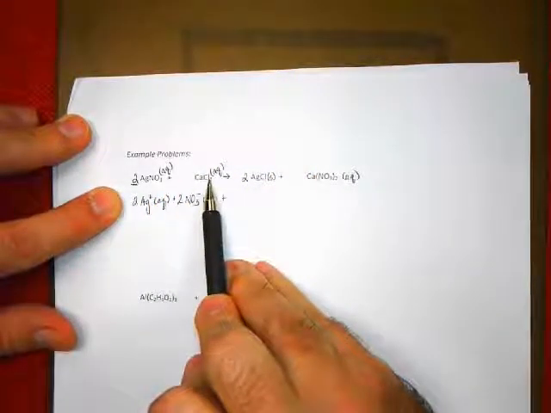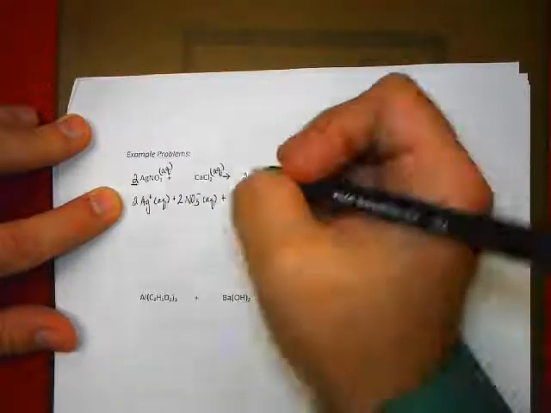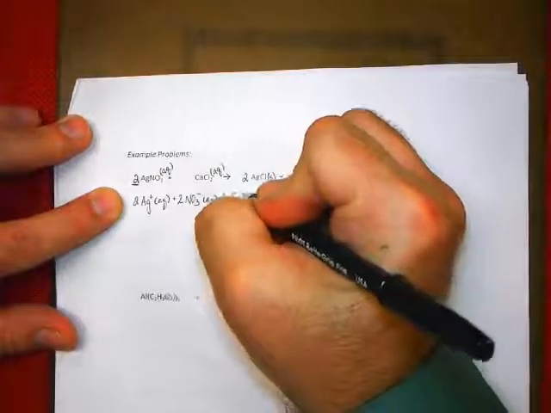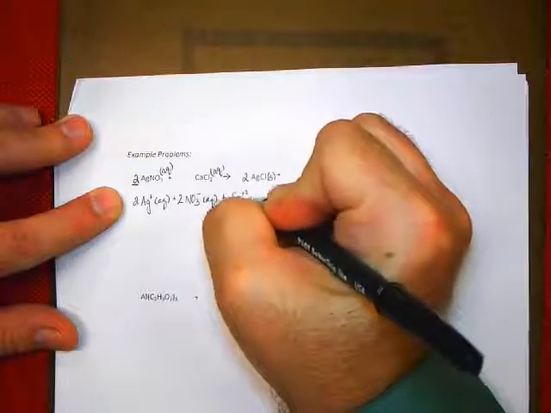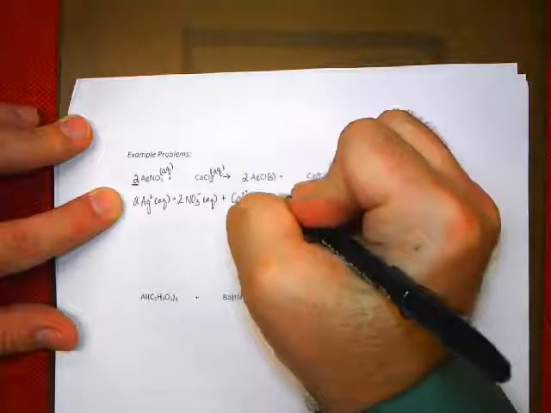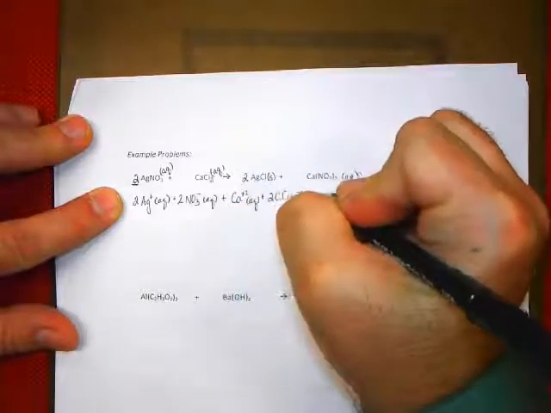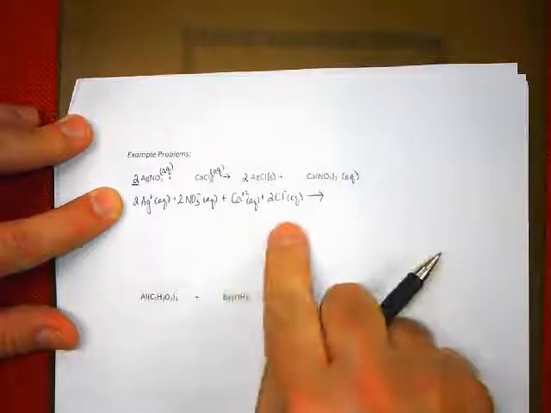The calcium chloride does not have a coefficient in front, so it just breaks up into its respective ions. So we know calcium is plus 2 (aq), and we have a subscript of 2 on the chlorine, so we have 2 chloride ions. Then we draw our arrow. We're done with the reactants.